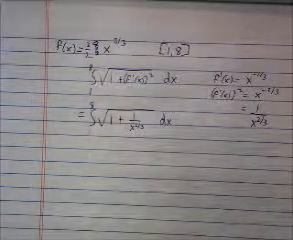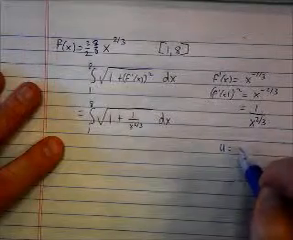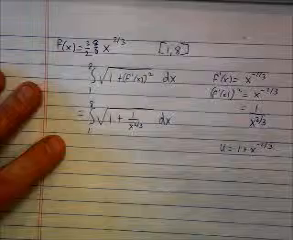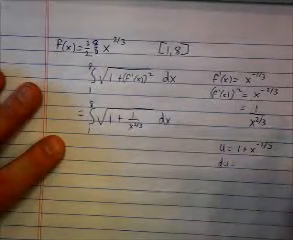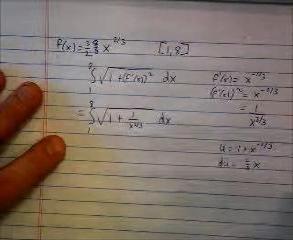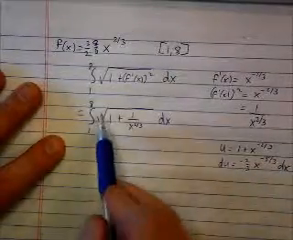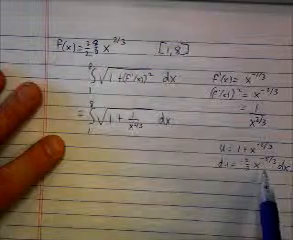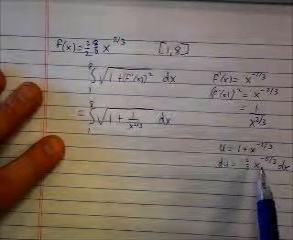It seems like U should be the thing under the square root. Why isn't that going to work? What happens when you take the derivative? You're going to have negative 2/3 x to the negative 5/3 dx. Do I have an x to the negative 5/3 out here to match with this x to the negative 5/3? No, I do not. So it doesn't look like U substitution works.